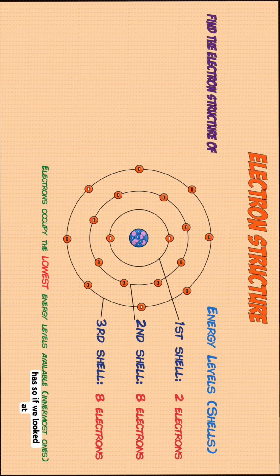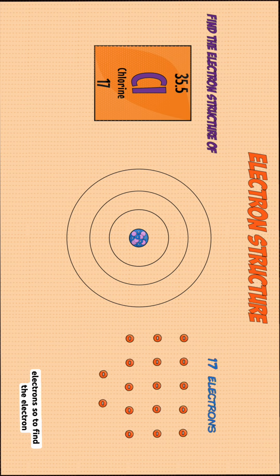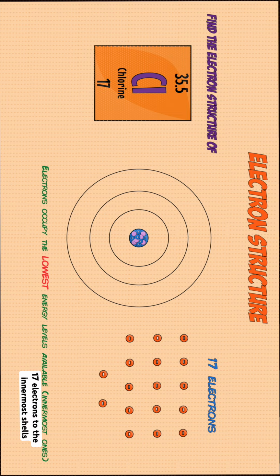has. So if we looked at chlorine as an example, we can see it has an atomic number of 17, which means in an atom of chlorine there are 17 electrons. So to find the electron structure, you need to add the 17 electrons to the innermost shells, making sure not to add more than they can hold.